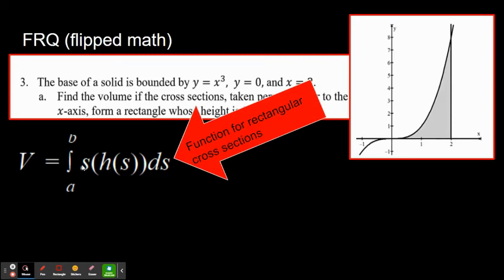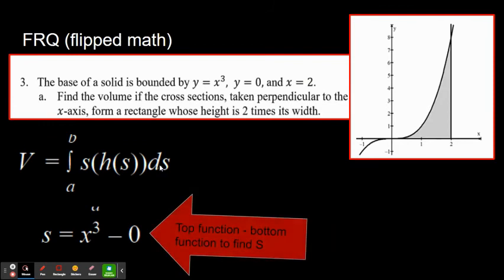It's a little different from the one that we saw on the other side because here we have the function of x, or in this case a function of s at the moment, but it's pretty much the same. We have the height there. So it's the integral from a to b of s times the height, which is a function of x, ds.